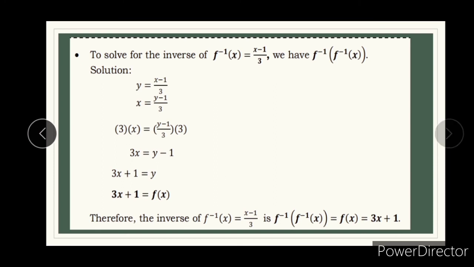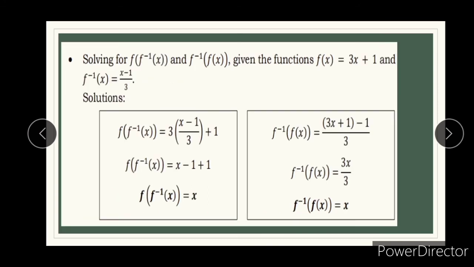As you noticed, our original function is y is equal to 3x plus 1, and the inverse of it is f inverse of x is equal to x minus 1 all over 3. Now, if we are going to inverse the inverse of our original function, we will go back to the original equation. Now, let's have question number 2. What is the f of f inverse of x? And how about the f inverse of f of x?